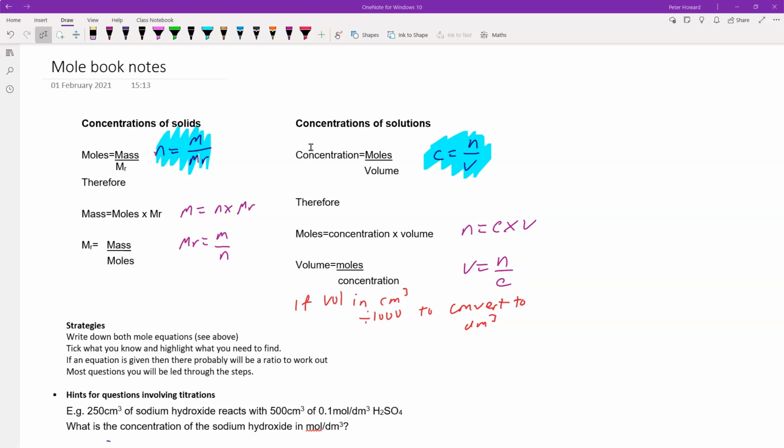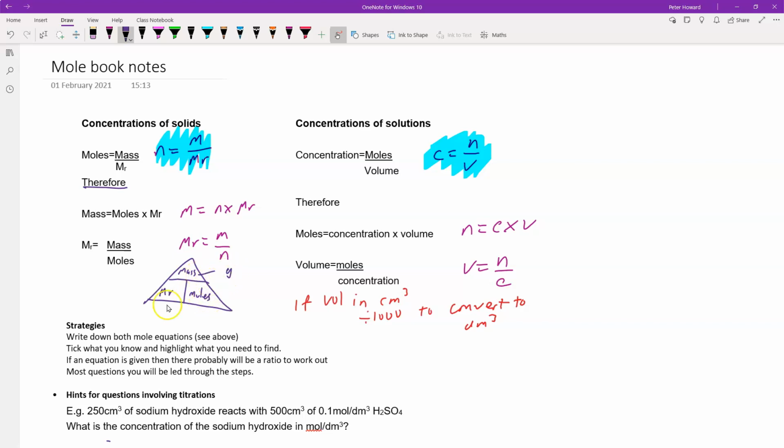So what I would suggest you write in your books is write down the equations you know. There are concentration of solid equations and concentration of solution equations. If we learn one version, moles is mass divided by mass of 1 mole, we can work out all possible arrangements of this. You can also use a magic triangle. Mr, mass of 1 mole, is equal to mass divided by moles. So we could always do that.